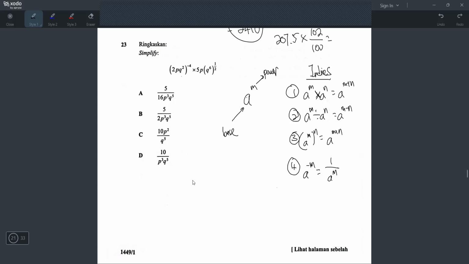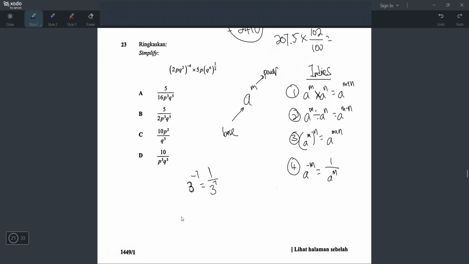If I give you, for example, 3 power negative 7. So 3 ni dia duduk atas kan. So kita boleh bawa dia jadi ke bawah. Lepas saya bawa bawah, base dia tetap sama. Tapi kuasa tukar tanda. Negative 7 jadi 7. And atas nothing means 1 lah.